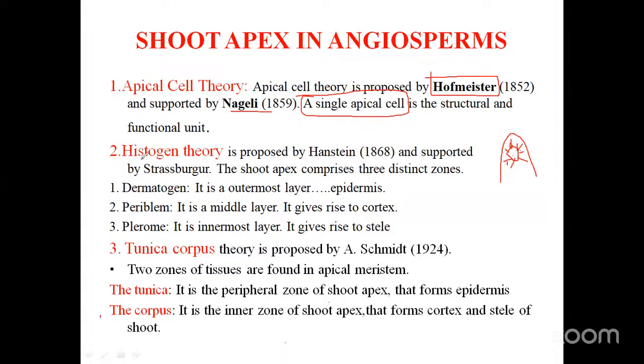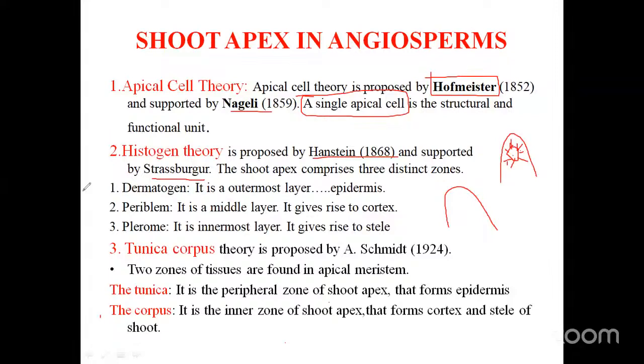Next theory, histogen theory. Histogen theory was proposed by Hanstein and supported by Strasburger. Histogen means not a single cell, but a group of cells. I will show the same diagrammatically later. In the same apex, instead of a single cell, a group of cells are there. The group of cells comprises three distinct zones.